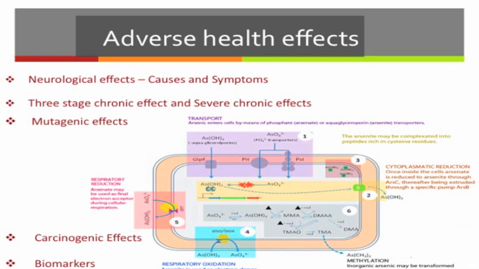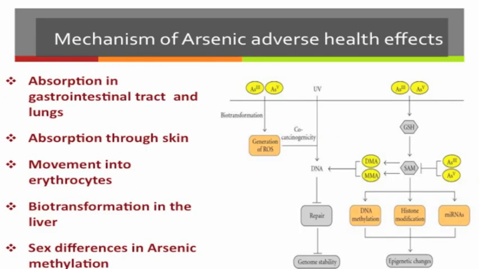Some biomarkers for arsenic-induced oxidative stress include DNA damage, lipid peroxidation, redox enzyme activity, and decreased antioxidant defense levels. Arsenic is genotoxic. Its exposure leads to various types of DNA damage. It also interferes with DNA methyltransferase. Mechanism of arsenic adverse health effects.